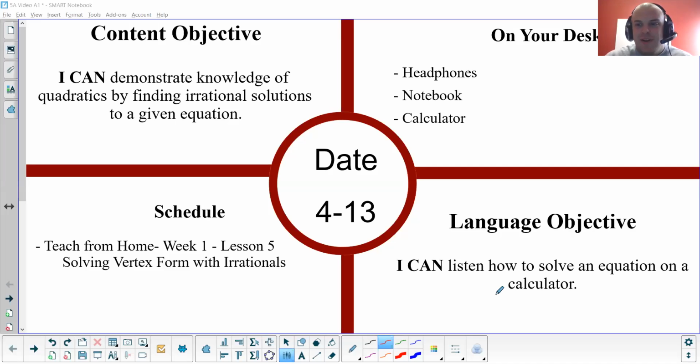If my dog starts barking, I apologize, but today I'm here to help you guys learn how to solve quadratics. We're going to have irrational solutions, so we're going to be dealing with some square roots. I do plan on showing you guys how to actually use your calculator as well to cheat your way maybe through some of these answers, but you guys do need to know how to do these by hand.